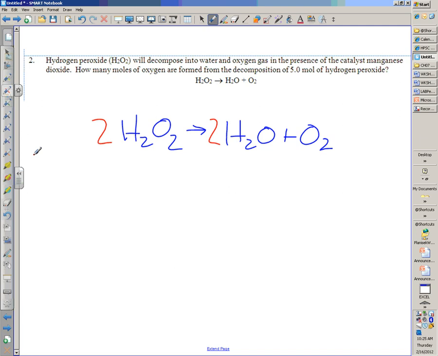And there it is. All right. So now, what is this problem asking us for? How many moles of oxygen? Right? What did they give us to work with? What did they give us to start with? 5 moles of hydrogen peroxide.